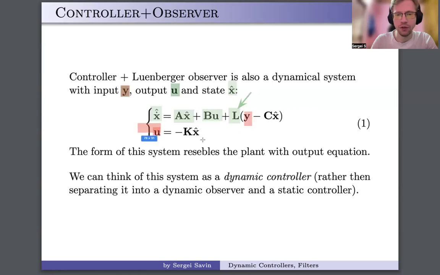And here's your output here. Like this below, this whole thing is a controller. This is your normal controller like LQR or whatever you have, proportional controller. So here's your output. And you can see it depends on the state, minus K x hat.